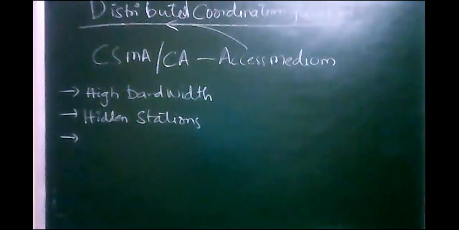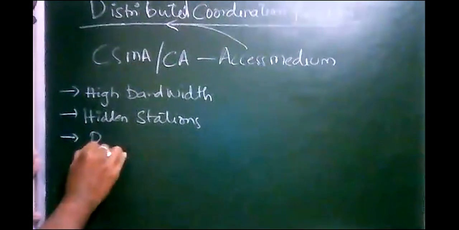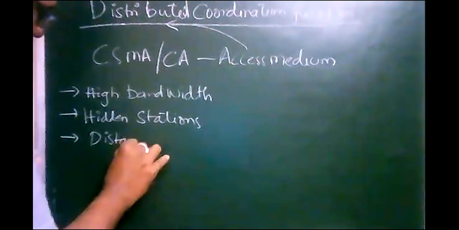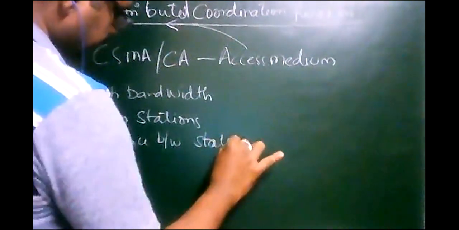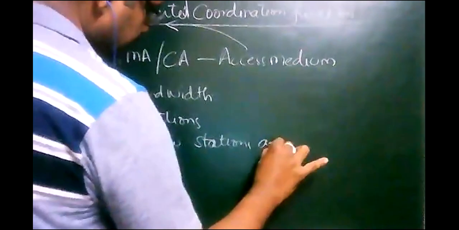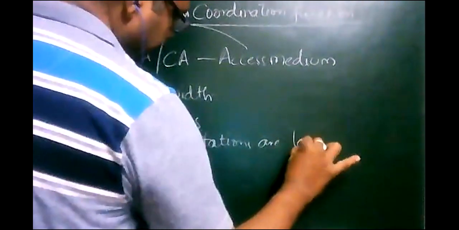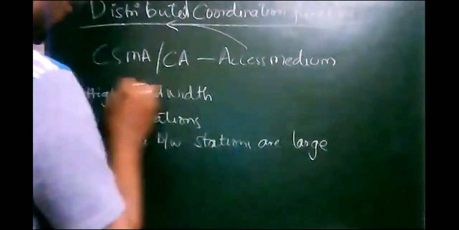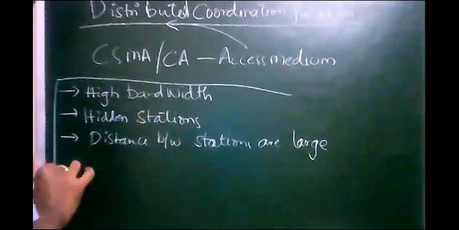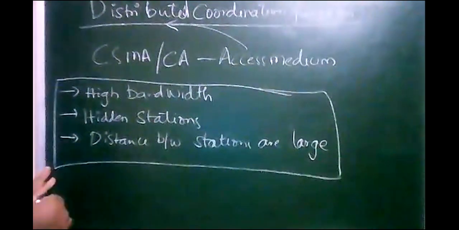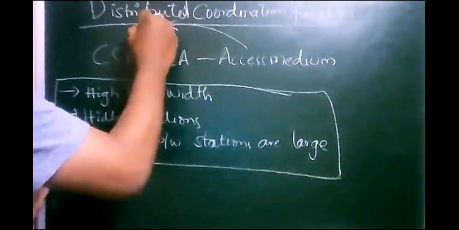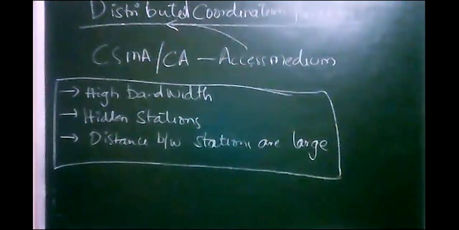Next one. The third case is that the distance between stations is large enough. So these are the three reasons why CSMA/CD is not being used in the distributed coordination function as the access method.